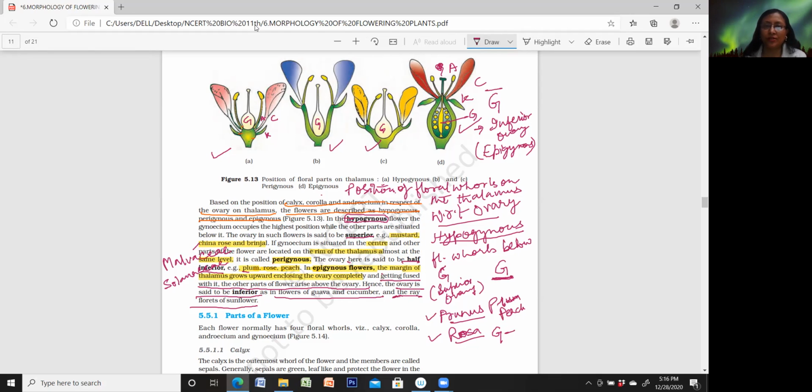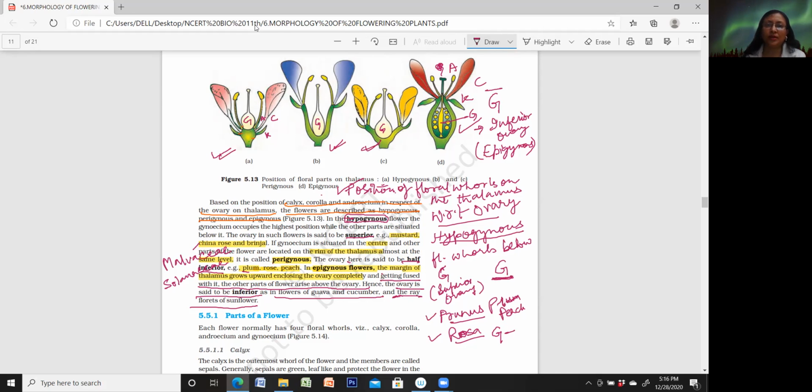So I hope you have understood that these are the three types of conditions when we talk about the position of floral whorls with respect to ovary. Where are they located on the thalamus? So a quick recap. The first is hypogynous. Hypo, below gynoecium. So all the floral whorls are below. So the ovary goes superior. Examples we have done, that is mustard, China rose, and brinjal.